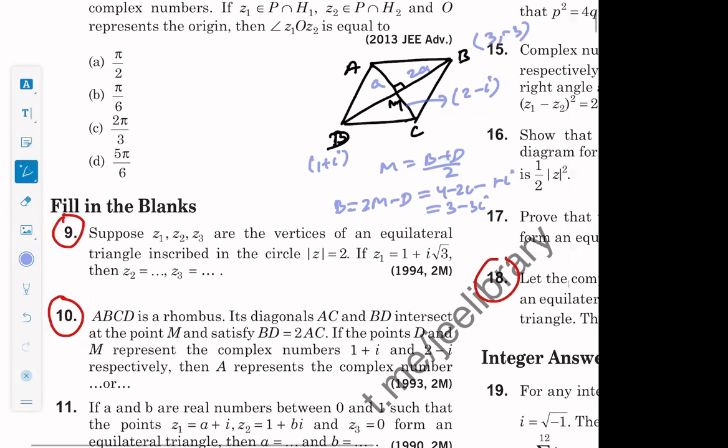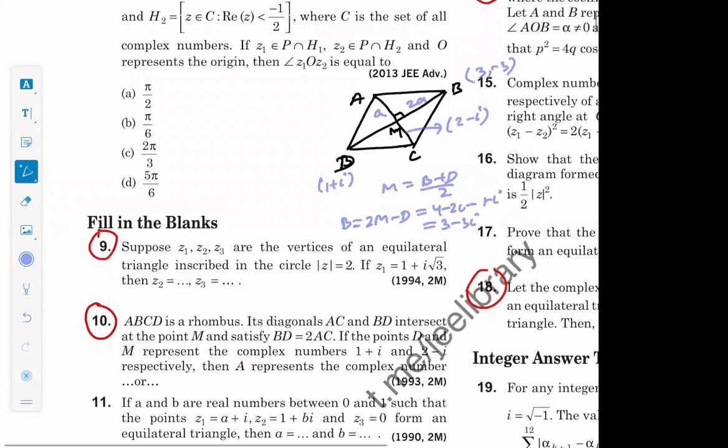Understood this point? So have you understood this point? How have I got this? How did I get point B?